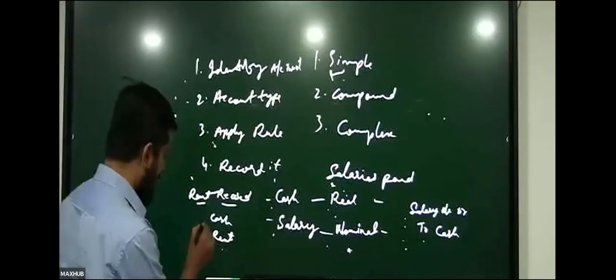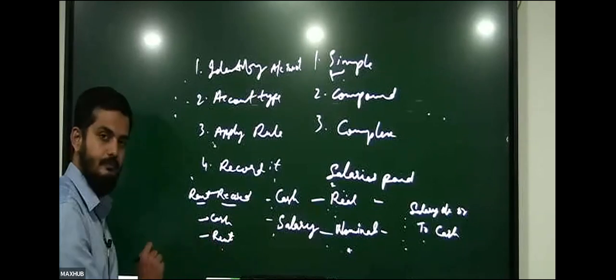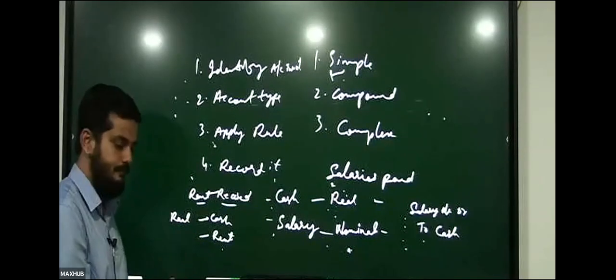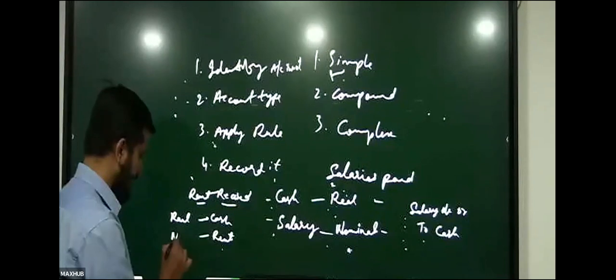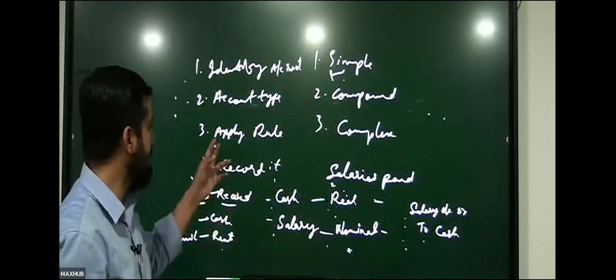Account type. Now you guys tell me what is the account type for this? Cash is personal, real, or nominal? Cash is a real account. I'll write real here simply. Rent we are receiving is a nominal account. It's an income, so it's a nominal account. Second step is also done. What is the third step?